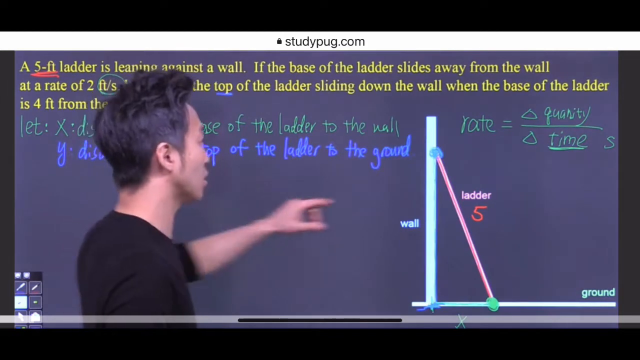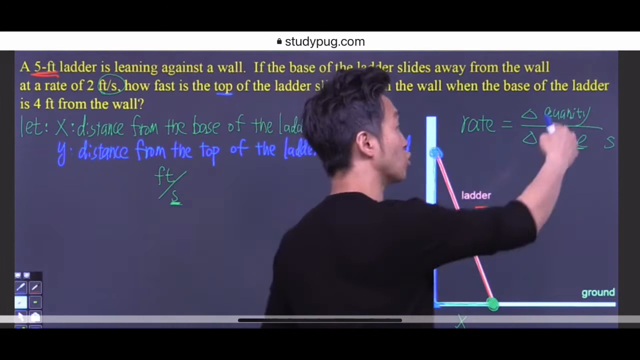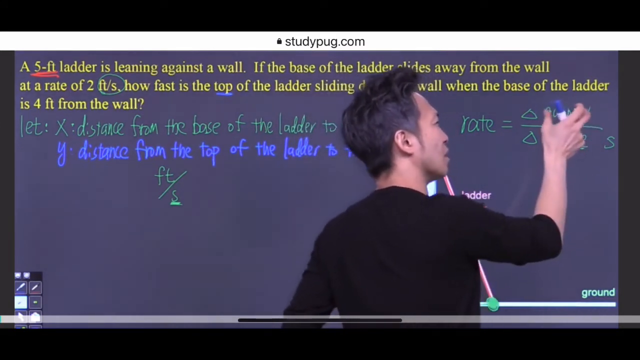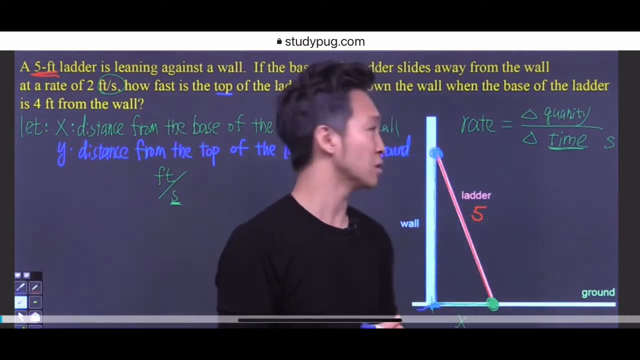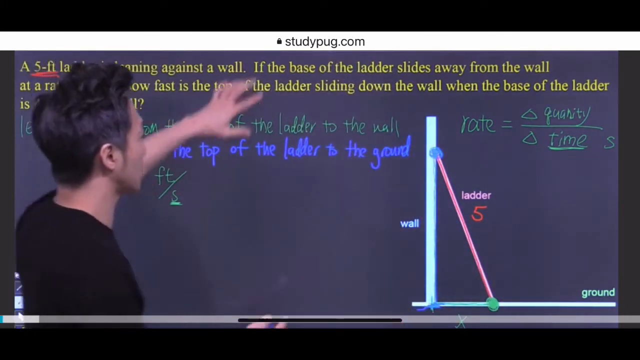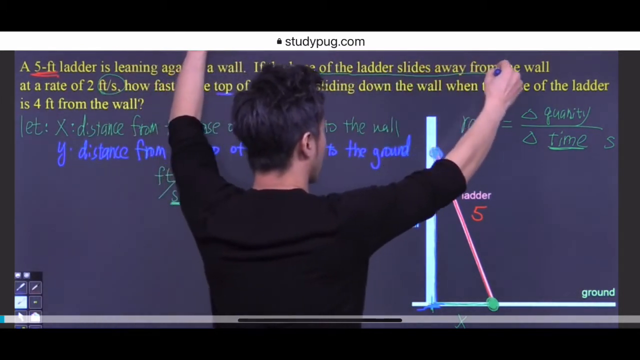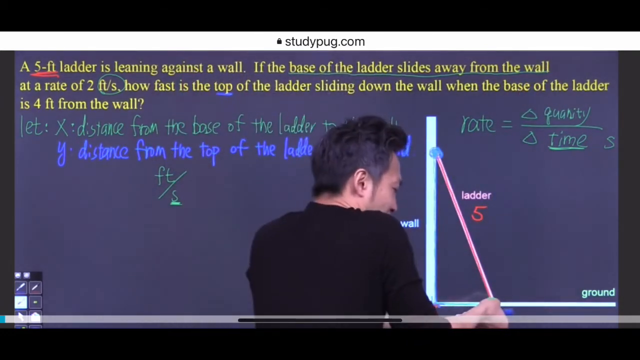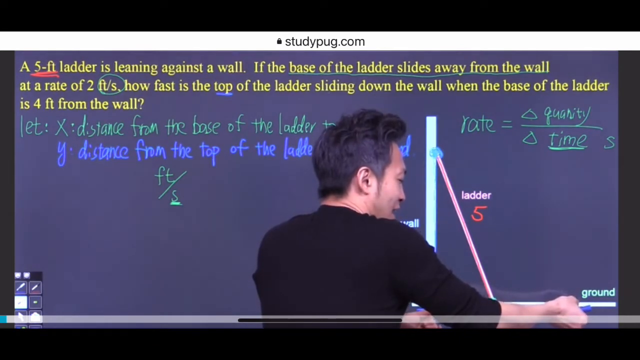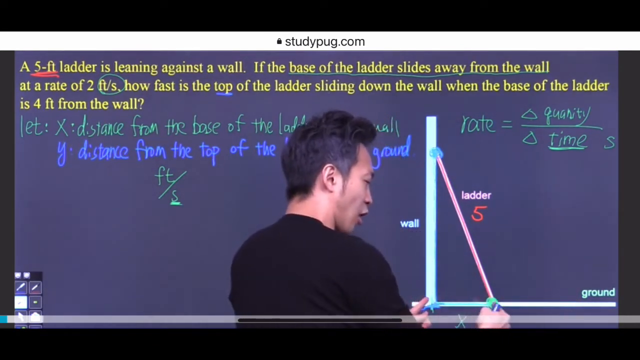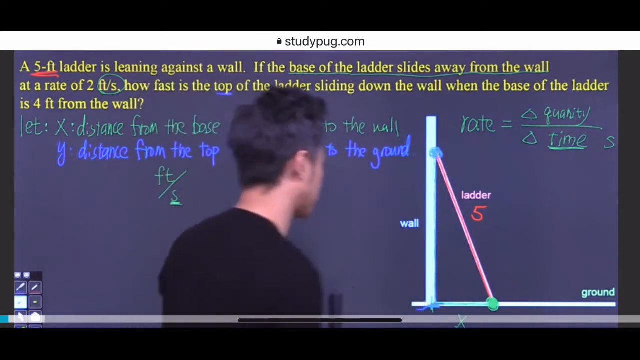Now, for this rate, what quantity is changing? Because at the numerator, we have to identify a change in quantity, right? So what quantity is changing? If the base of the ladder slides away from the wall, would you say the length of the x segment is changing? Look, let me show you.